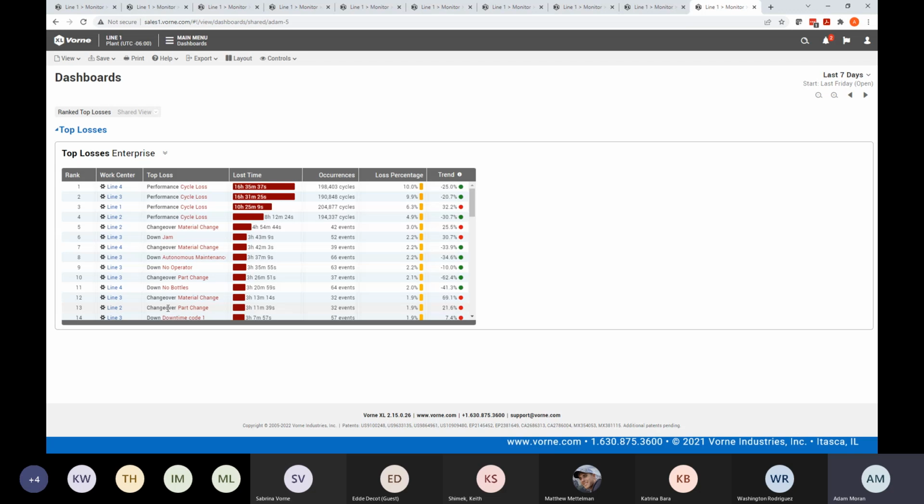We want to invest in things that we have the ability to change, that will change the results within our organization. Additionally, I want to direct your attention to the trend for those losses, because we've got our top 3 losses, but we're already improving on 2 out of the 3. Our top 2 losses, we're actually making improvements on. Our third loss, though, is actually going in the wrong direction.